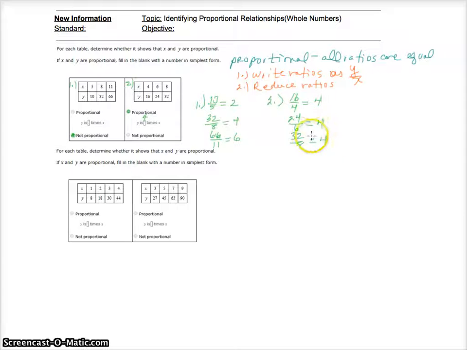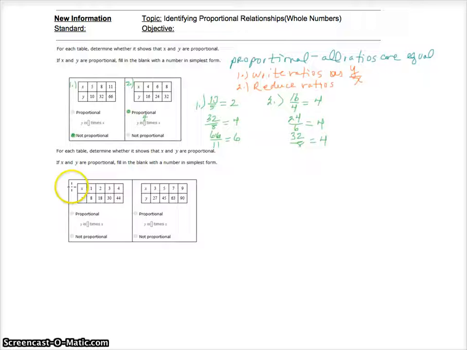So we take our rate and we plug it in here. So whatever x is, multiply it by 4, and that's how you get y. All right, let's go look at the next example. It gives the same directions for each table. Determine whether it shows that x and y are proportional. If they are proportional, fill in the blank with a number in simplest form.